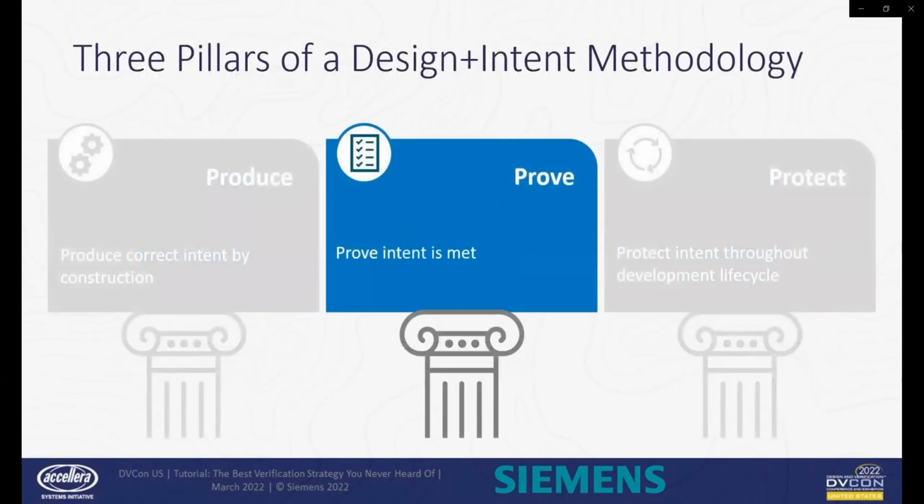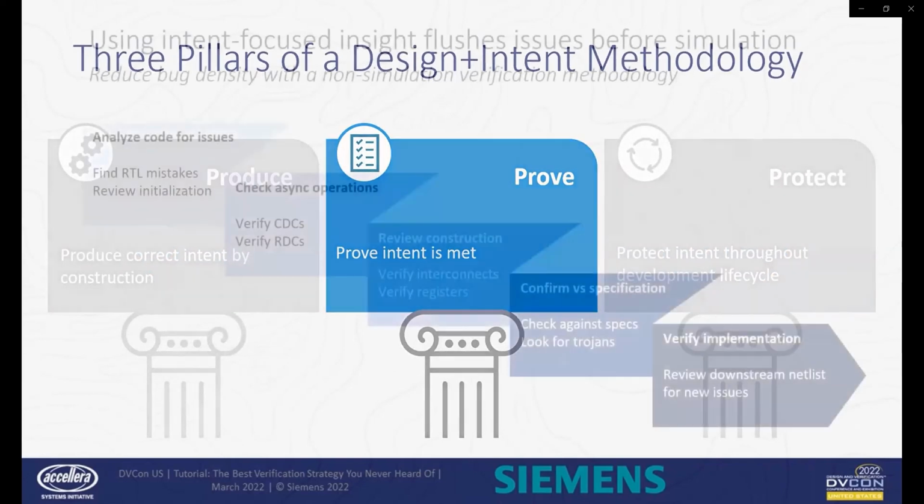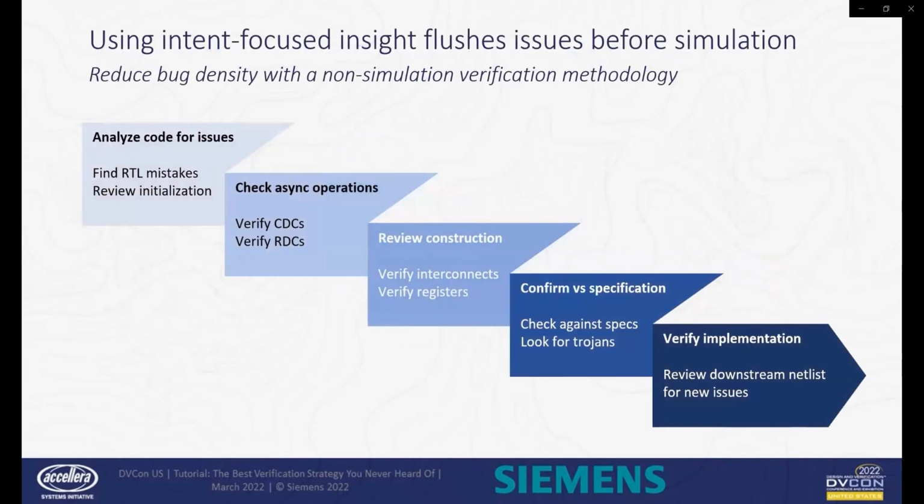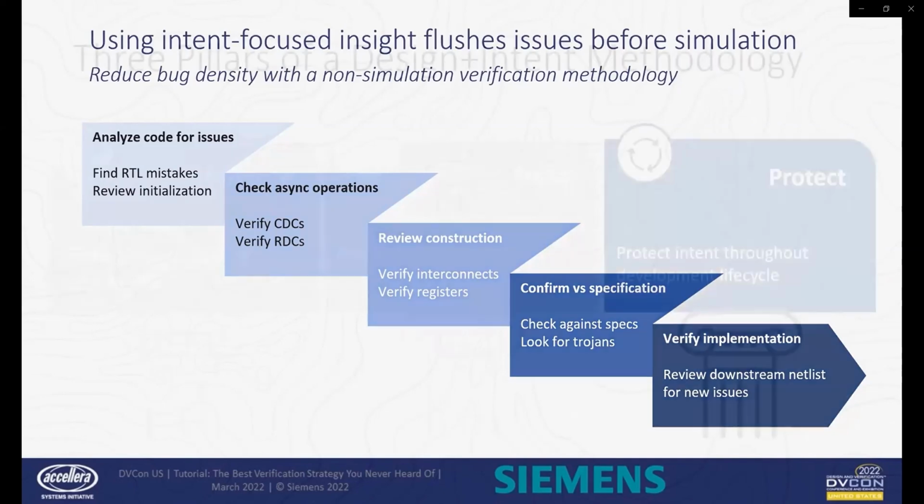The second pillar that we discussed related to our design plus intent methodology focused on proving that the intent is met. Here, we explored many of the capabilities of a non-simulation based verification flow. The goal here is to remove issues from the design before simulation and regression testing begins. This allows others to verify that the intent of the design is met before a single cycle of simulation is performed. That in itself frees up those important cycles for the more challenging functional issues.